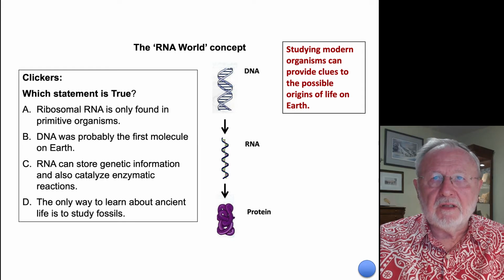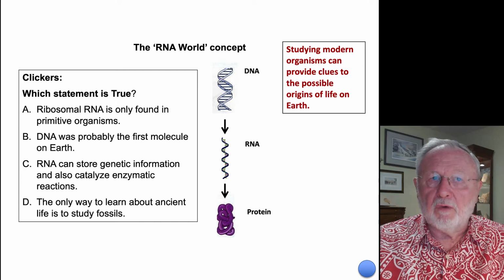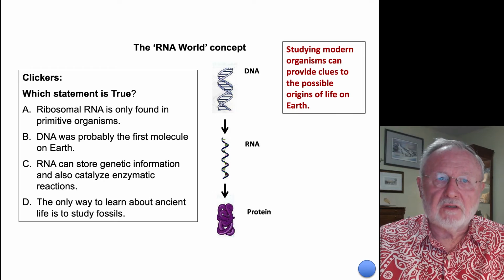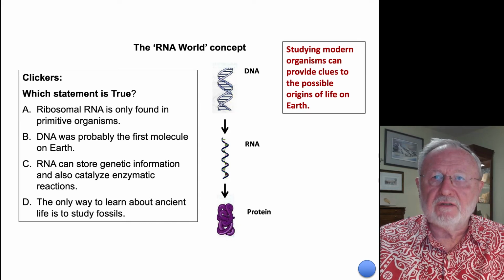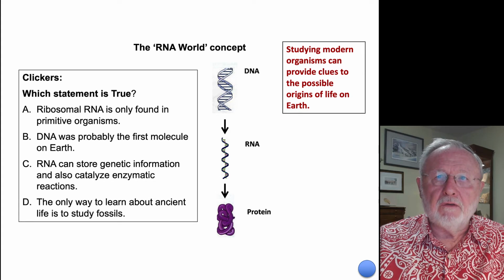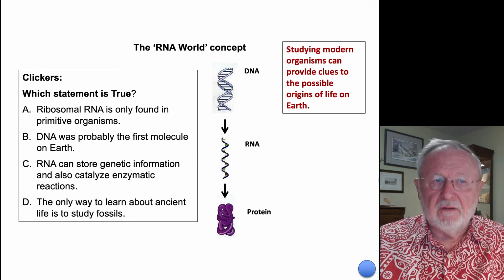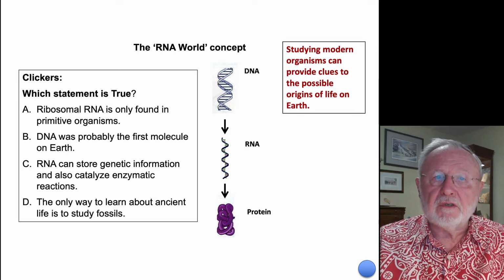But first, let's ask a clicker question. Which statement is true? Ribosomal RNA is found only in primitive organisms. DNA was the first molecule on Earth. RNA can store genetic information as well as catalyze enzymatic reactions. Or D, the only way to learn about ancient life is to study fossils. Well, we do know that studying modern organisms can provide clues to the origins of life on Earth, and in this case, the correct answer is C. RNA can serve to store genetic information, and it can also catalyze enzymatic reactions.